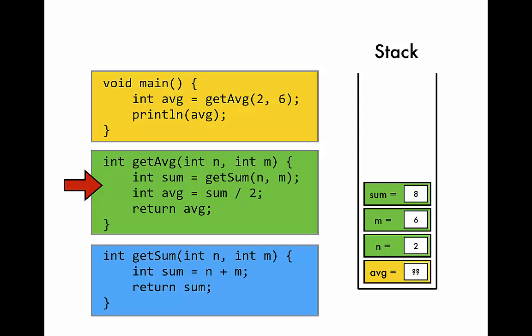The next statement declares a variable named AVG and initializes it to sum divided by 2, which is 8 divided by 2, which is 4. So that looks like this. Next, we return AVG. So let's see how well you're following this. I'll give you 5 seconds to pause the video and think about what the stack looks like after we return from the getAverage method call. 5 seconds starting from now.